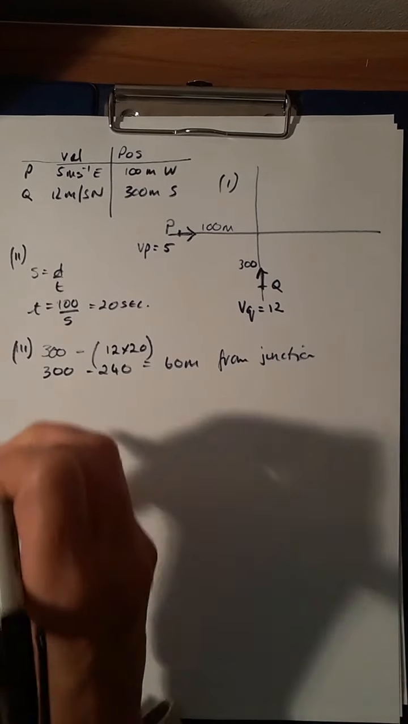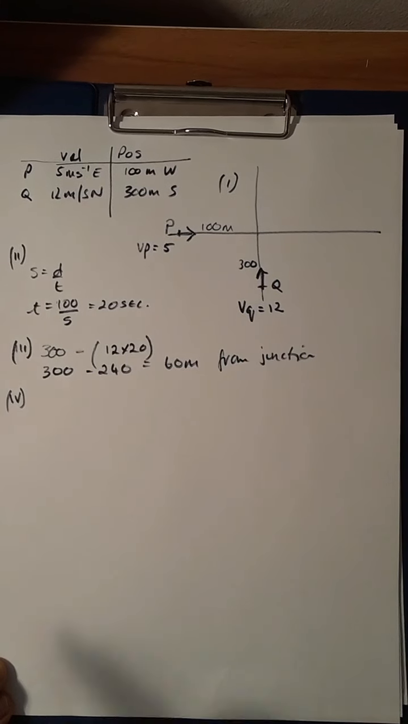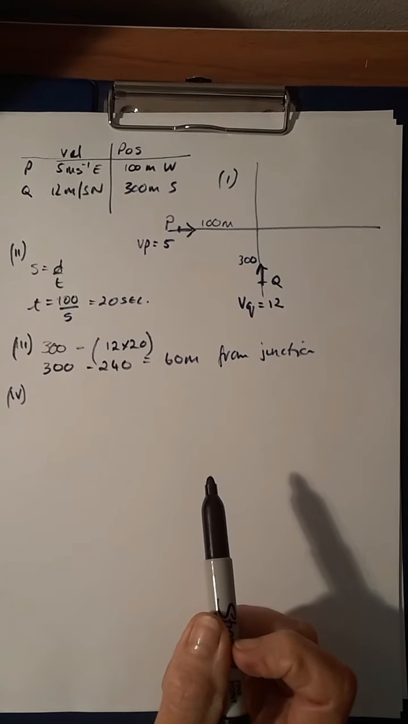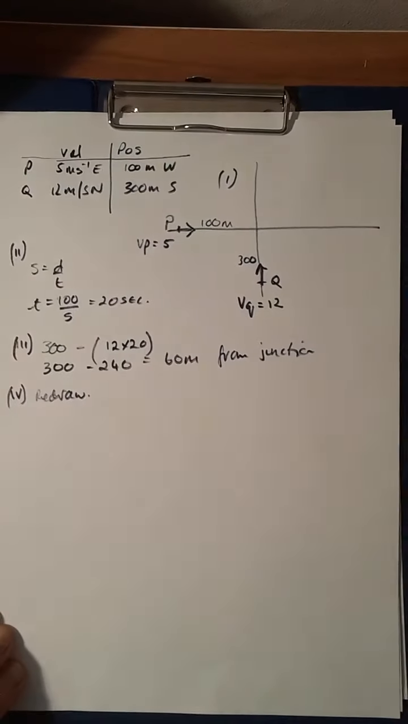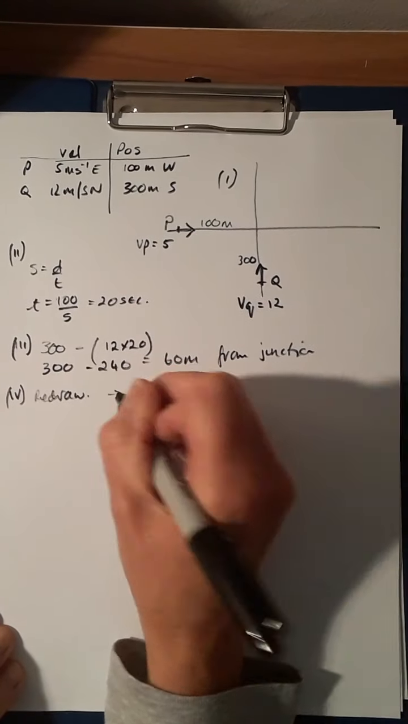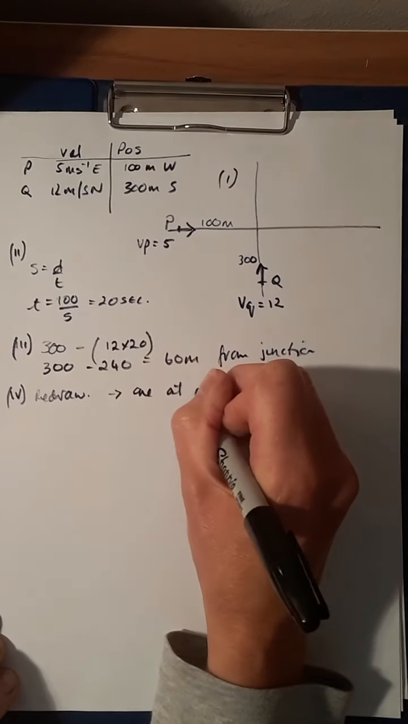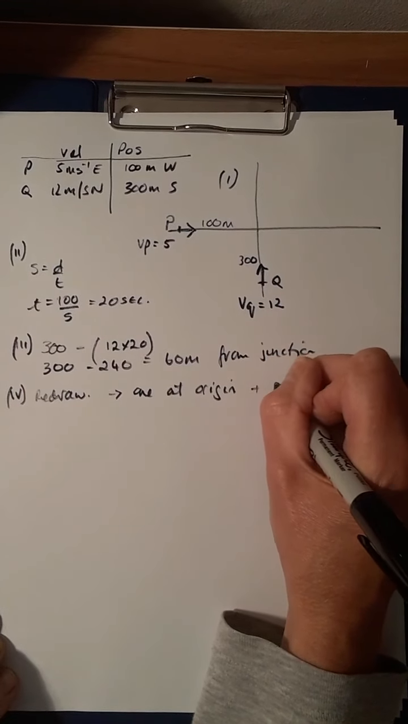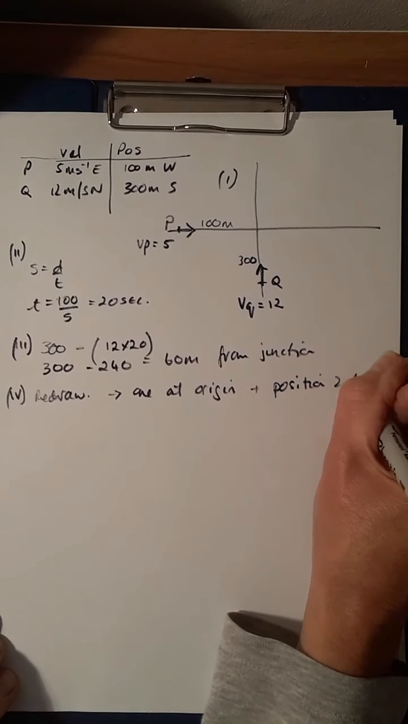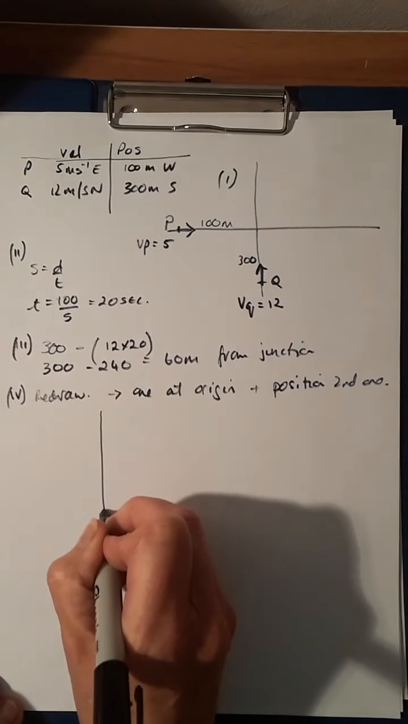Now the fourth part of the question says, find the closest distance they can be to each other. So for the closest that these two vehicles can be, what you do is redraw your diagram. When you're redrawing, one of the vehicles should be at the origin. Then you see where the other one is relative to it, and position the second one. Okay, so redraw your diagram. Off we go.